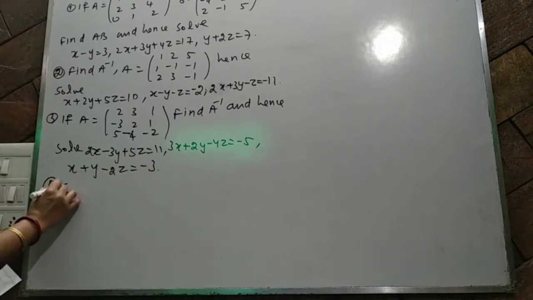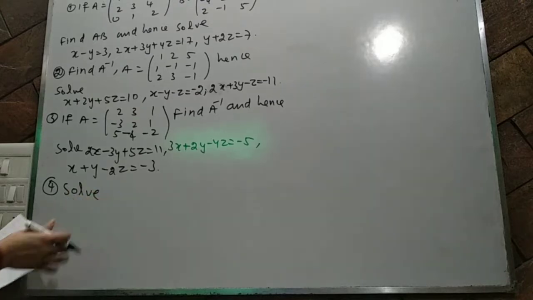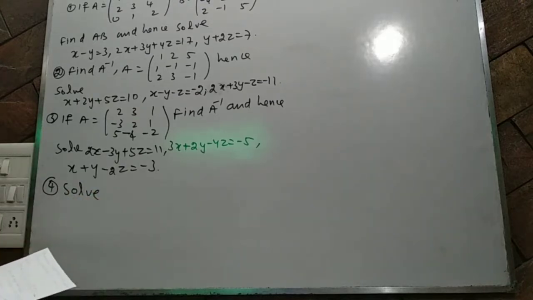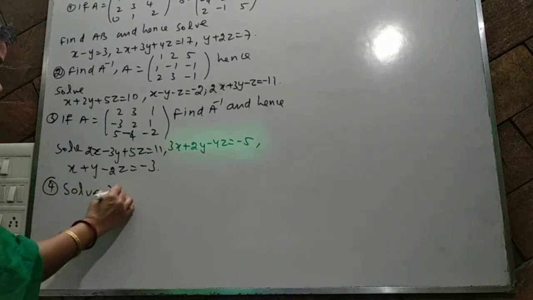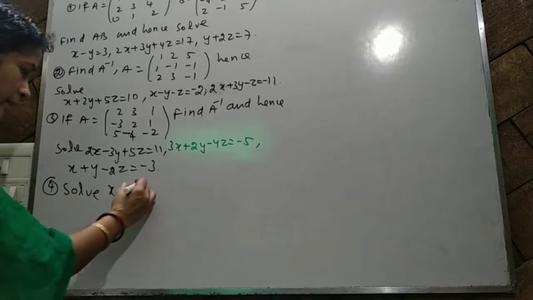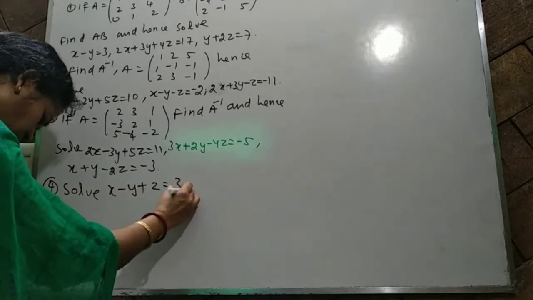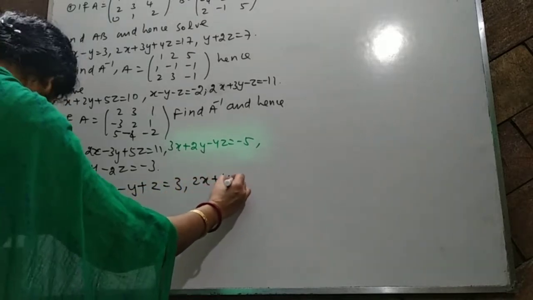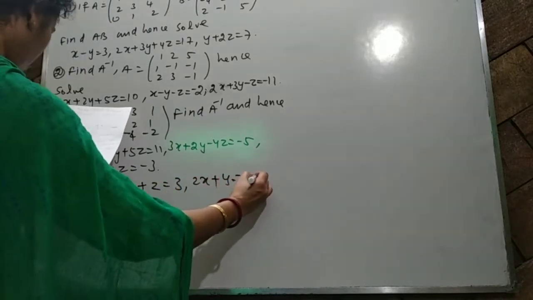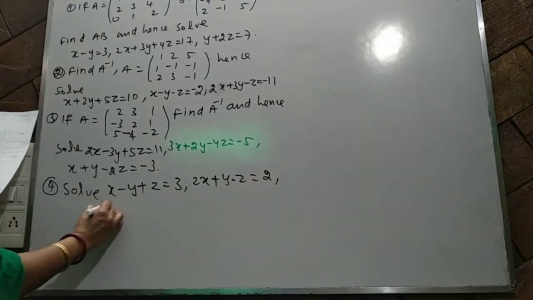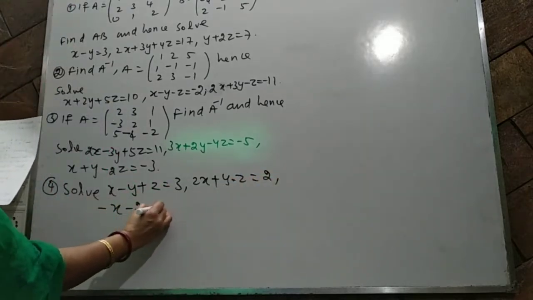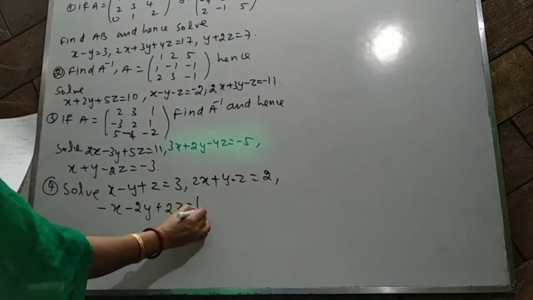Now question number 4, solve. Maybe this is inconsistent or consistent, I don't know, you have to check. When you solve, you will come to know: x - y + z = 3, 2x + y - z = 2, and another equation, -x - 2y + 2z = 1.